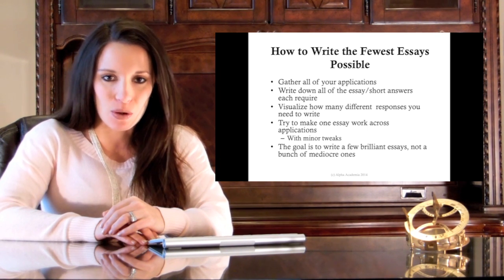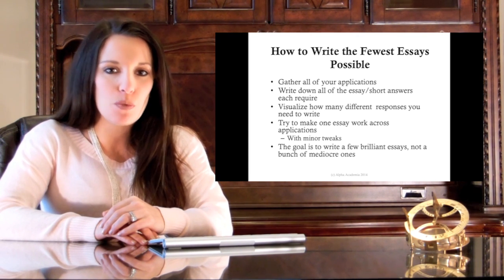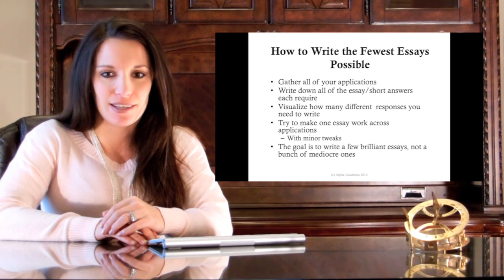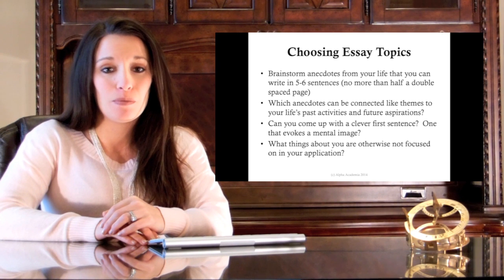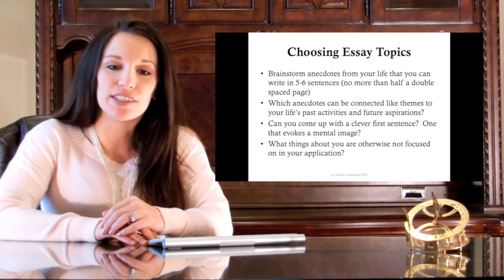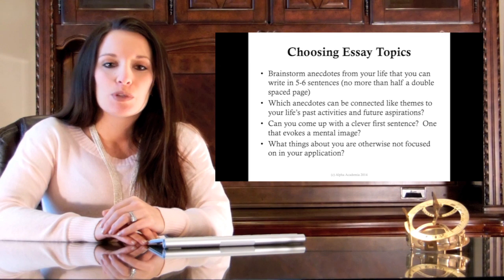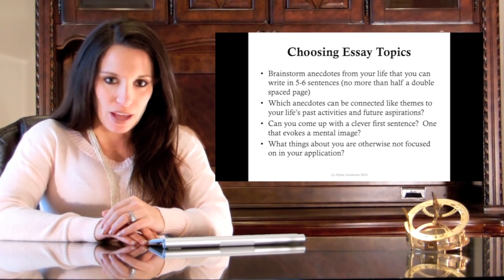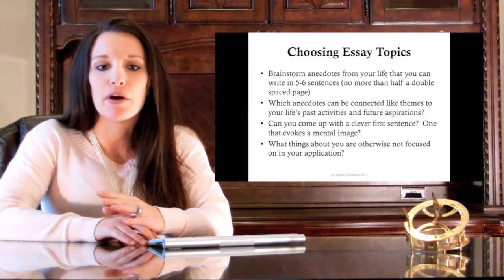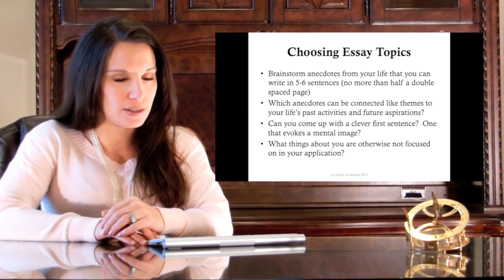So, because the goal is to write a few good essays instead of a bunch of mediocre ones, you do want to spend a good amount of time right here coming up with how to group these essays. Now, part of grouping these essays is coming up with essay topics that might satisfy these different prompts and these different requirements. Start by brainstorming anecdotes from your life that you could write in roughly 5 to 6 sentences, a paragraph. No more than half of a page, double-spaced.